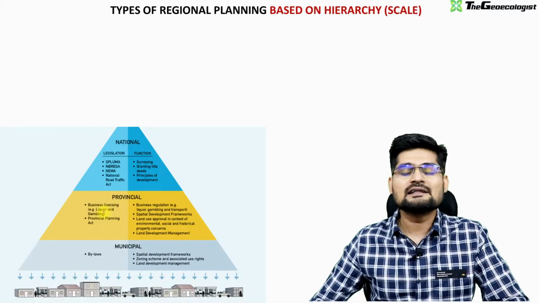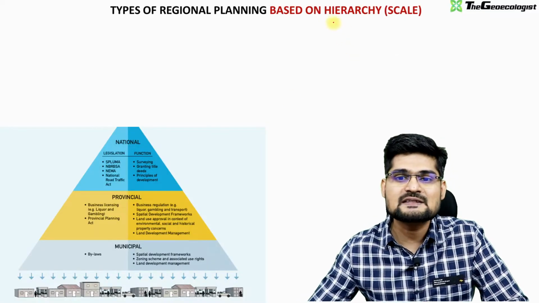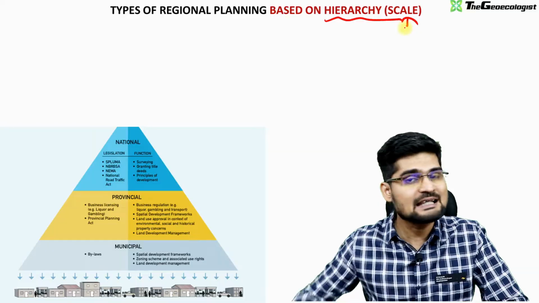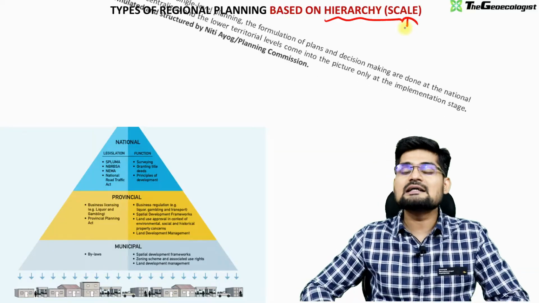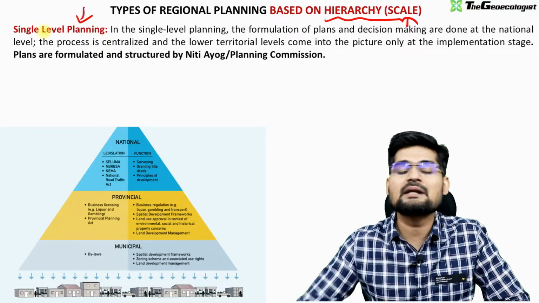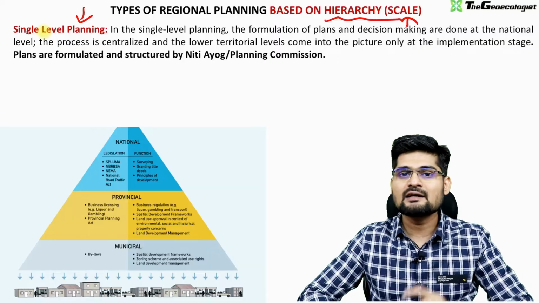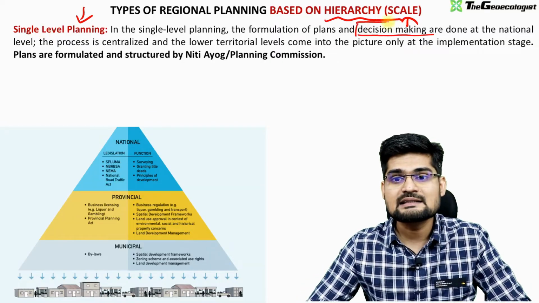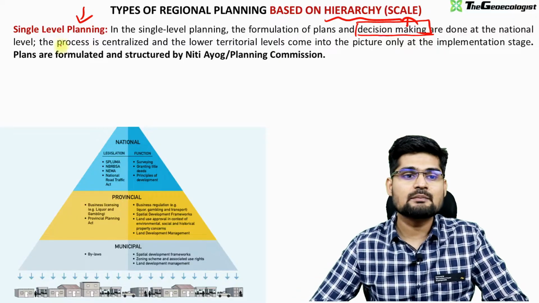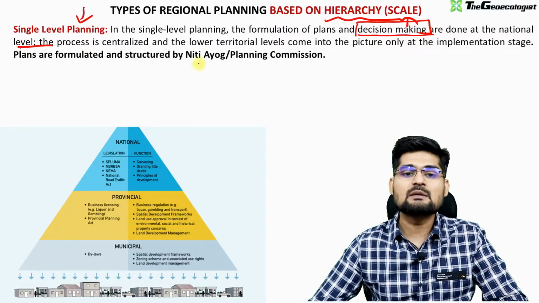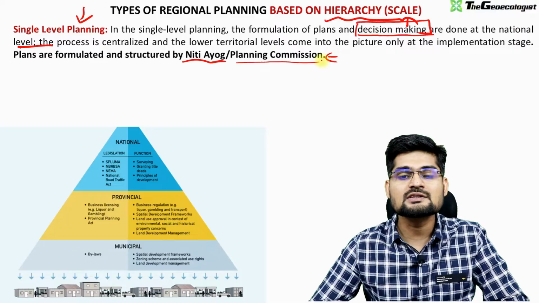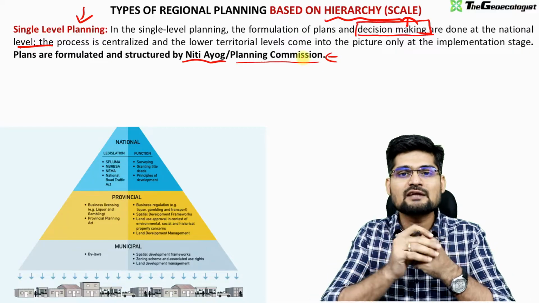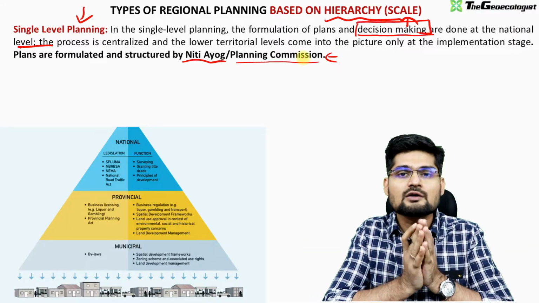Then we have the type of regional planning which is on the basis of hierarchy. We say scale in geography. So remember, there is something called single level plan. Now what is this single level plan? It is a central plan. It means only one particular authority has the decision making power. For example, the national level plans made by Niti Aayog and Planning Commission erstwhile. So this was the single plan which was supposed to be implemented across the country.